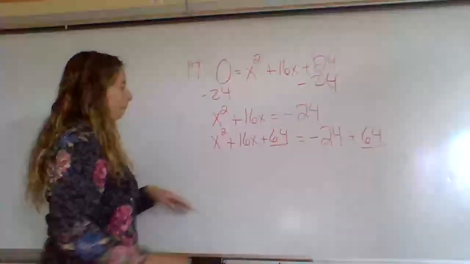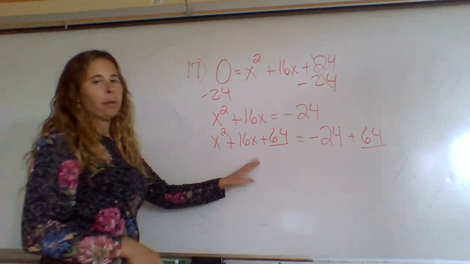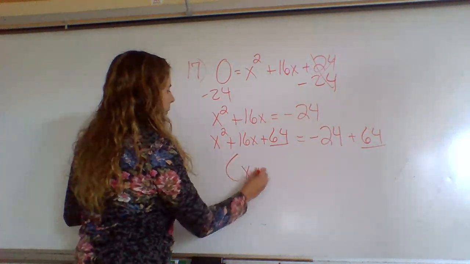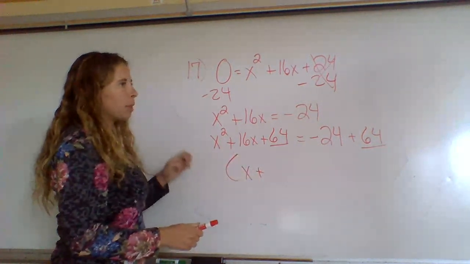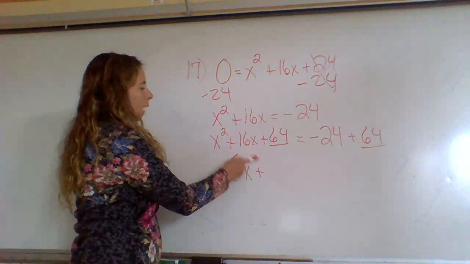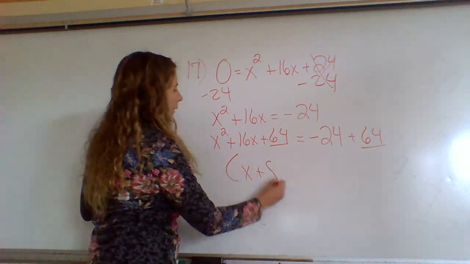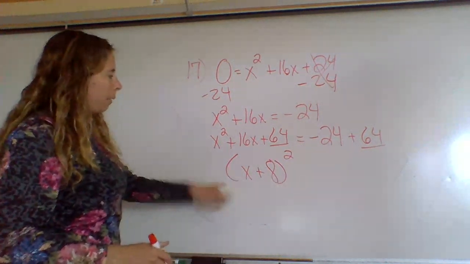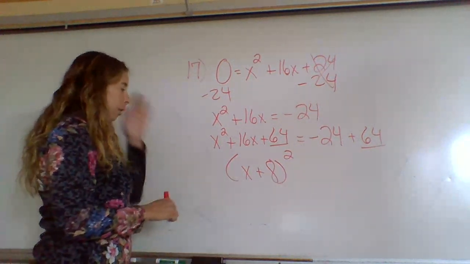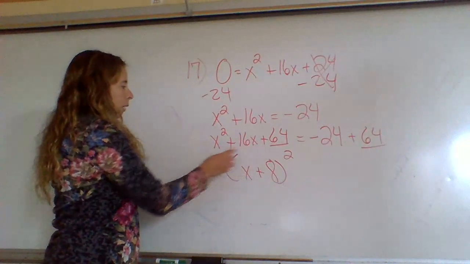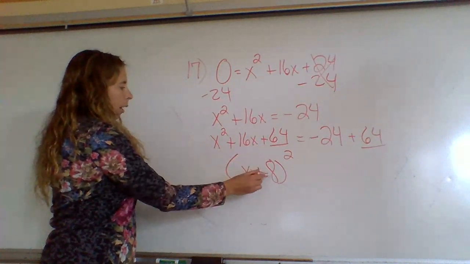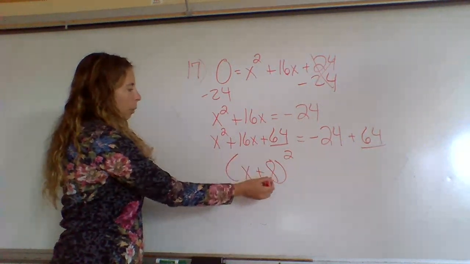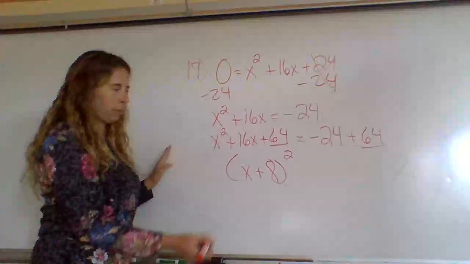Now, this is a perfect square. We just made it. So you write this as a factor. So it's x plus, since we know it's a perfect square, you just take half of your middle term. Half of your middle term squared. If you don't remember that, just remember you write it as a factor. The factors of this are 8 and 8. 8 times 8 is 64. 8 plus 8 is 16.